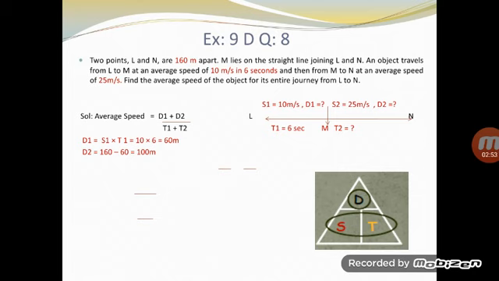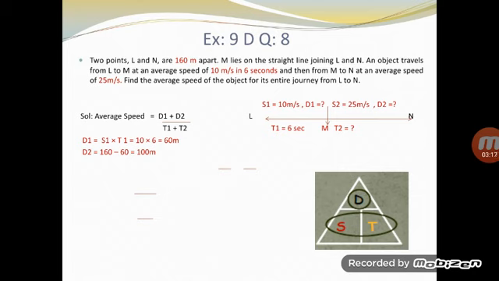Next question, question number 8 is solved for you from exercise 9D. Here two points L and N are 160 meters apart. M lies on the straight line joining L and N. An object travels from L to M at an average speed of 10 meters per second in 6 seconds, and then from M to N at an average speed of 25 meters per second. Find the average speed of the object for its entire journey from L to N.